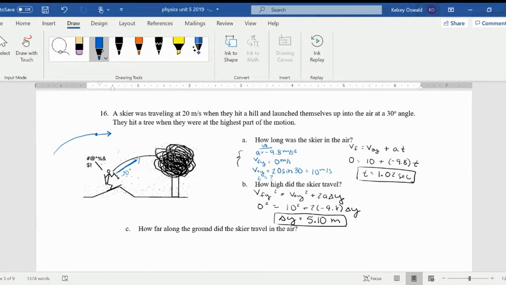So then for C, here we're trying to find our range. How far horizontally does our skier travel? So here we'll use our equation of initial x velocity times time. We already found our time in 16a. We know to get our initial x velocity here, we're going to use cosine. So 28 cosine 30, because that's the adjacent side of our triangle. And we'll find initially he's moving horizontally at a rate of 17.32 meters.